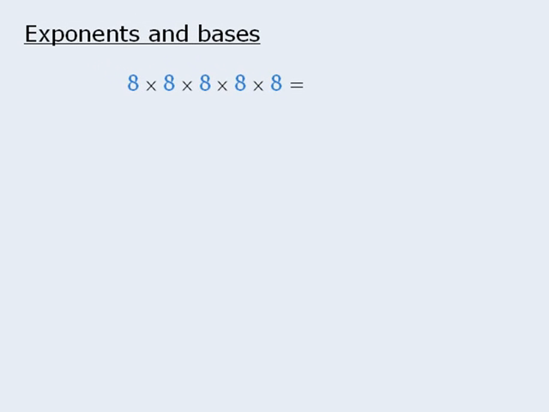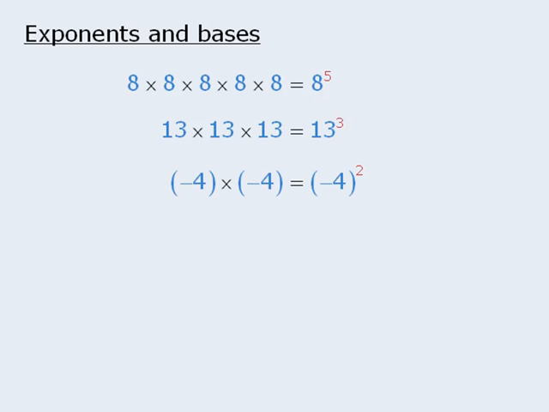Now, as you might guess, we can take products such as this one and rewrite them using exponential notation. For example, this product of 5 eights can be rewritten as 8 to the power of 5. Similarly, 13 times 13 times 13 can be rewritten as 13 to the power of 3. -4 times -4 can be rewritten as -4 to the power of 2, and this product of 7 x's can be rewritten as x to the power of 7.